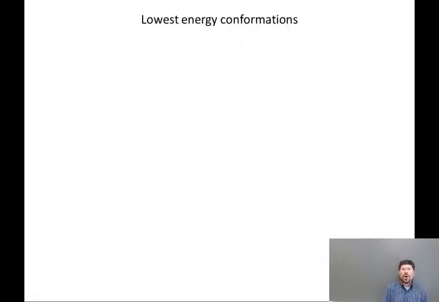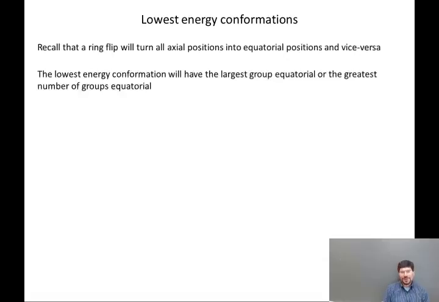Okay, one of the problems that you will have to solve involving this material is determining what the lowest energy conformation is given two possible structures. Recall that a ring flip turns axial positions into equatorial positions and vice versa, so the lowest energy conformation is the one that has either the largest group equatorial or the greatest number of groups equatorial. And we'll look at a couple of examples of this.